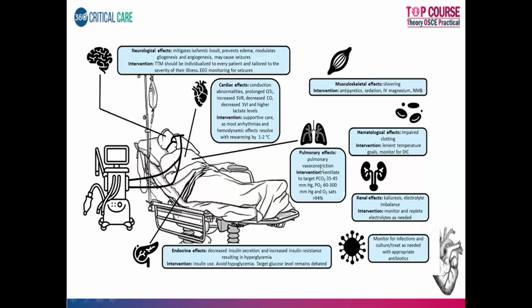Pulmonary effect, it leads to pulmonary vasoconstriction. Hematological effects, impaired coagulation. Renal effects, there could be electrolyte imbalances or there could be kaliuresis. Okay, endocrine, there could be decreased insulin secretion and increased insulin resistance, which results in hyperglycemia and increased chances of all types of infections in case of hypothermia. Except for the neurological, which has some positive effect, all other system effects are usually negative.